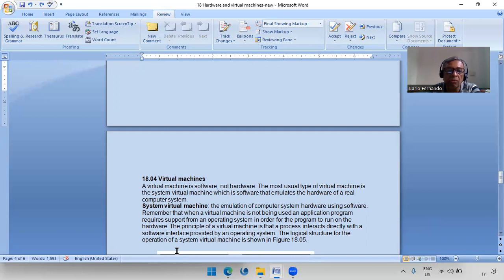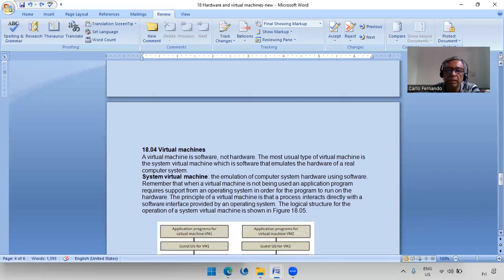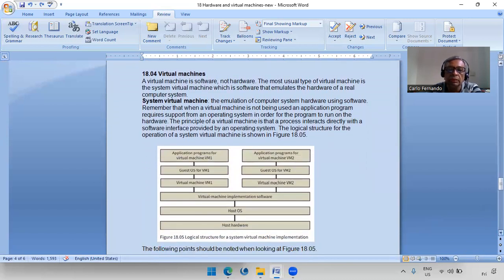The logical structure for the operation of a system virtual machine is shown here. Let's look at it. The hardware is there. The machine that you have has the host OS, the operating system. Then on top of that, you put some software, the virtual machine implementation software. This is the main actor. Without that, you can't do anything.